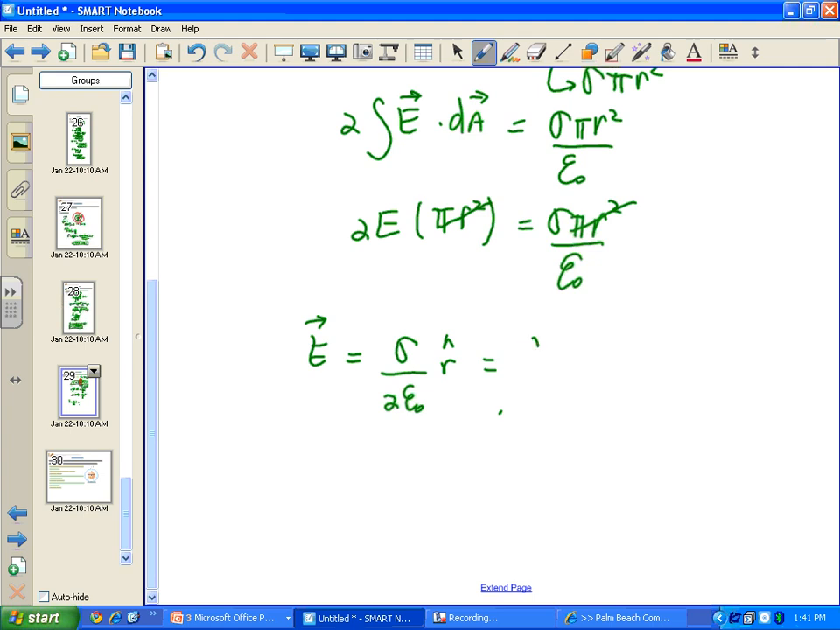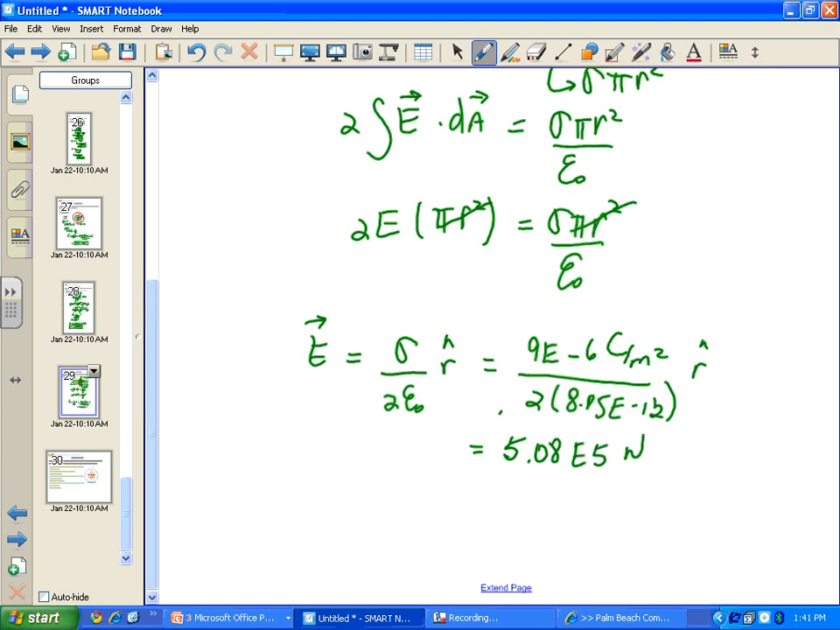Well, let's go ahead and put in our numbers. 9e to the minus 6 coulomb per meter squared divided by 2 times 8.85e to the minus 12. And this is in the r hat direction. We get a value of E, which, if my calculation is correct, is 5.08e to the 5 newtons per coulomb along the r hat direction.